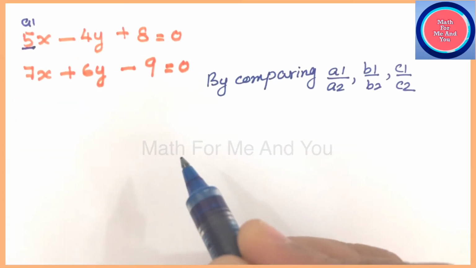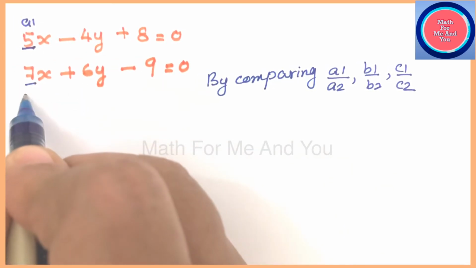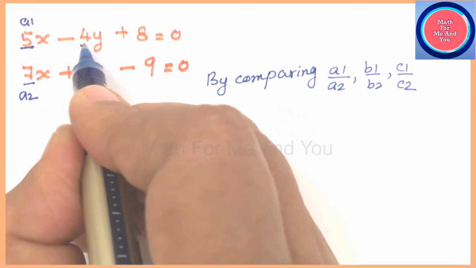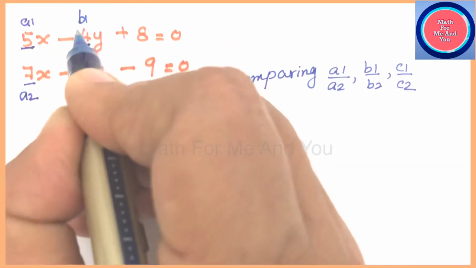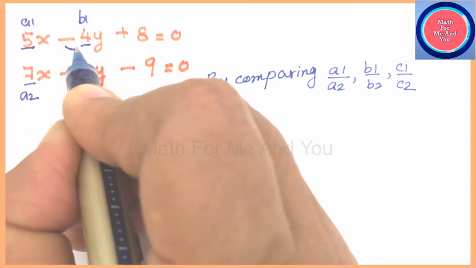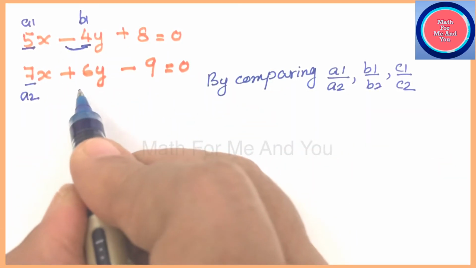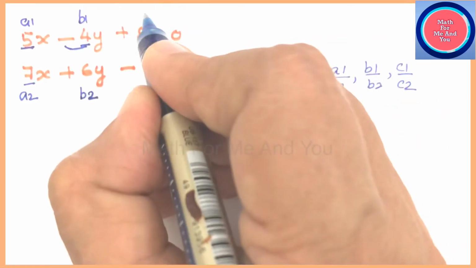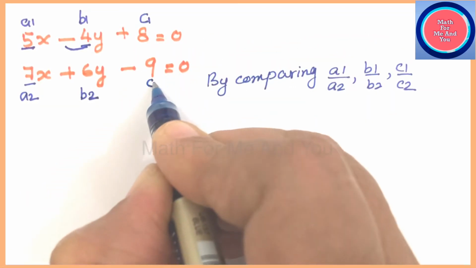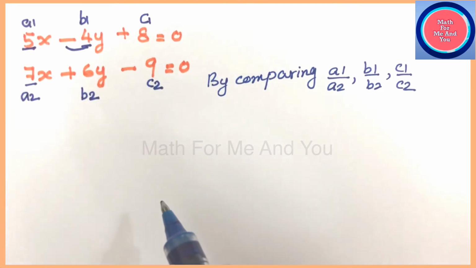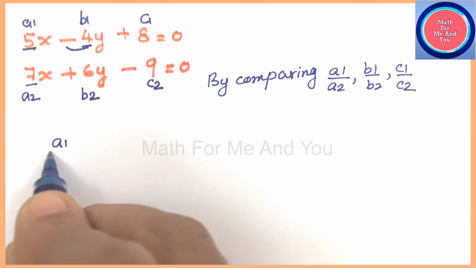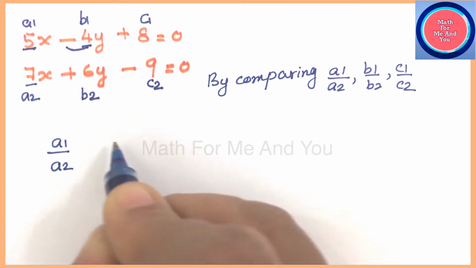For that we will take a1. a1 means the first line coefficient of x. a2, second line coefficient of x. b1, it is -4. And what is b2? Second equation coefficient of y, it is 6. And c1, 8, the constant, and c2 is -9. So we have marked a1, b1, c1, also a2, b2 and c2.